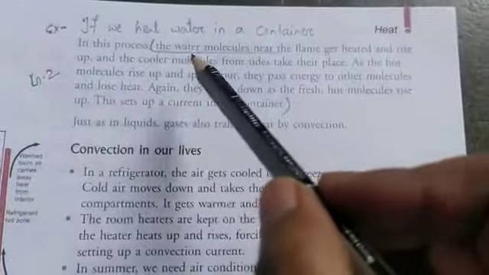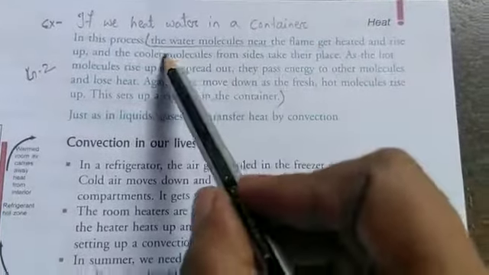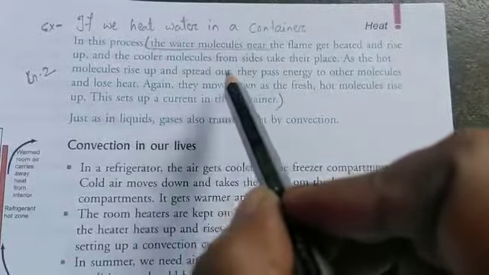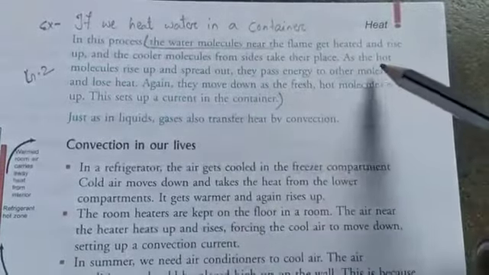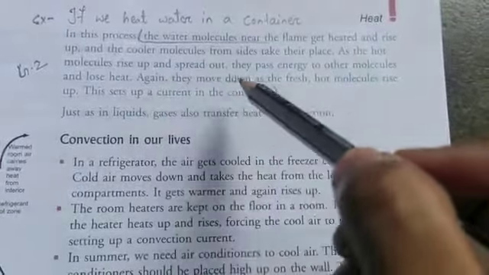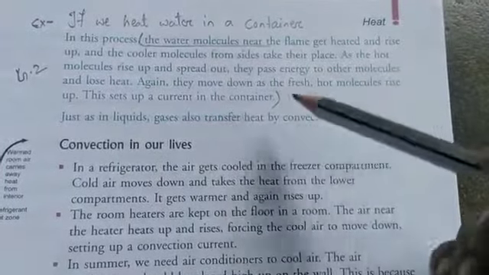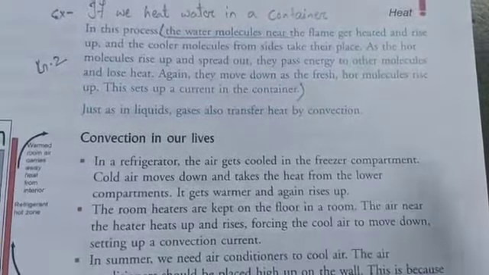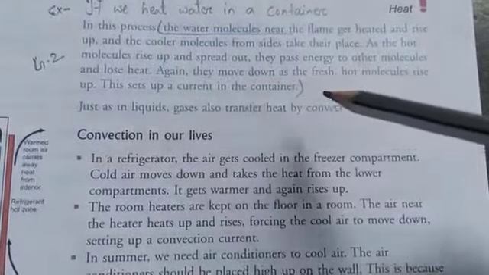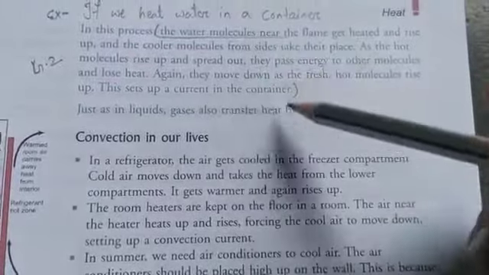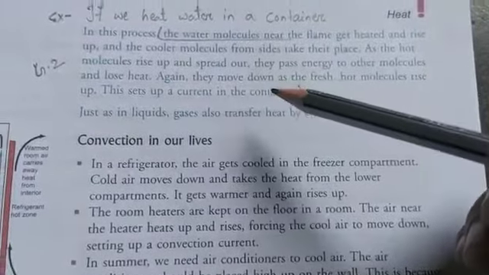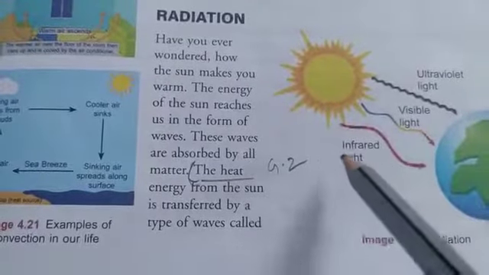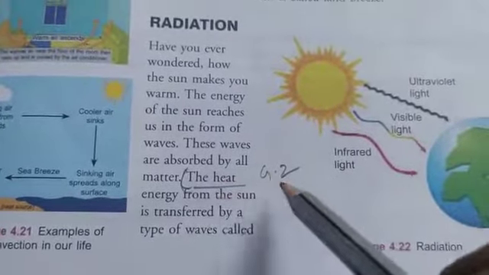Example, if we heat the water in a container, the water molecules near the flame get heated and rise up, and cooler molecules from the side take their place. As the hot molecules rise up and spread out, they pass energy to other molecules and lose heat. Again they move down as fresh and hot molecules rise up. This sets up a current in the container. So this you can also write for convection mode.